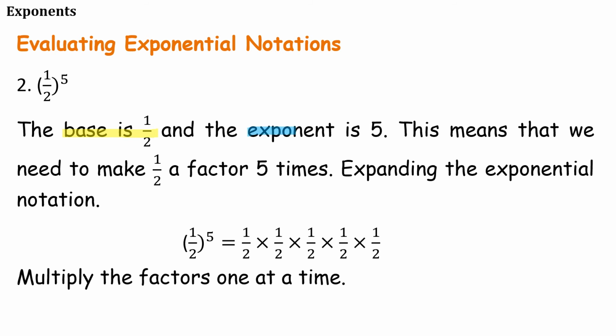We have our exponent is 5. And what that means is that I'm going to take that fraction and multiply it by itself 5 times: 1, 2, 3, 4, 5. Now try to answer in your notebook. Pause this video, try to answer it, and once you do, check out the answer in the next slide.